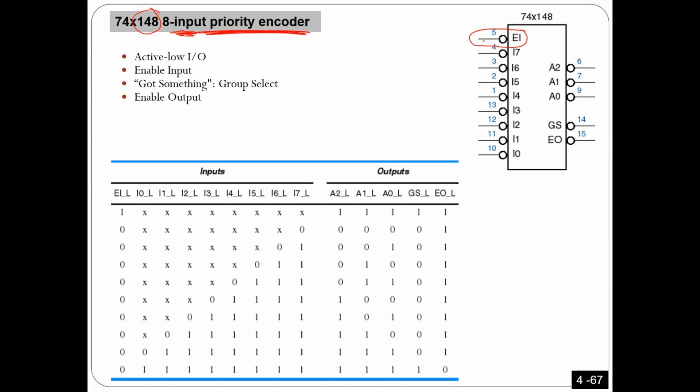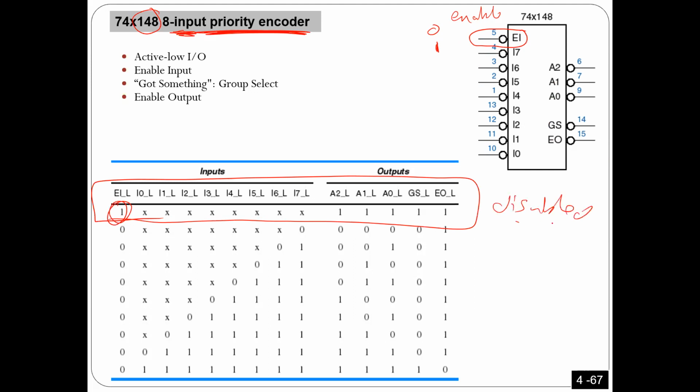Because it has a bubble, if you put 0 here, you actually enable it. If you put 1, you disable it. So you can see here in the first record, the enable is 1. That means it is disabled. It's not working.